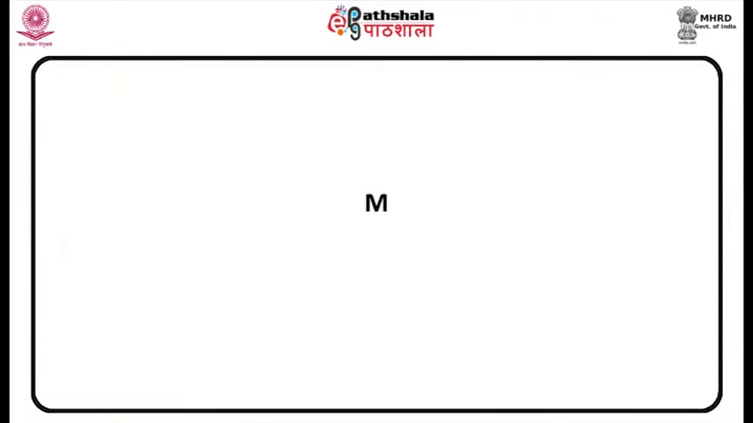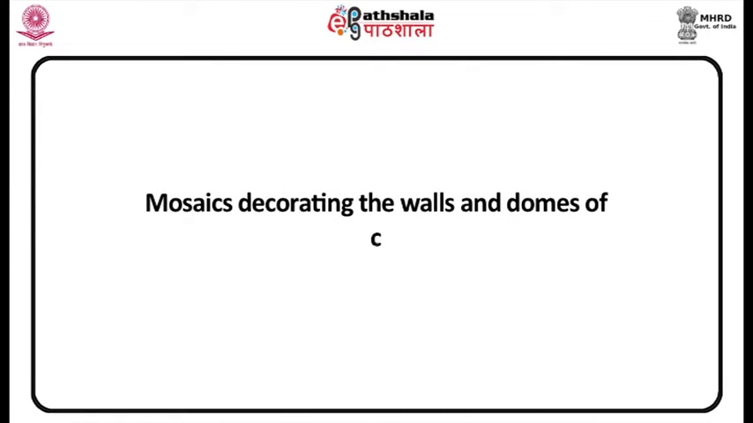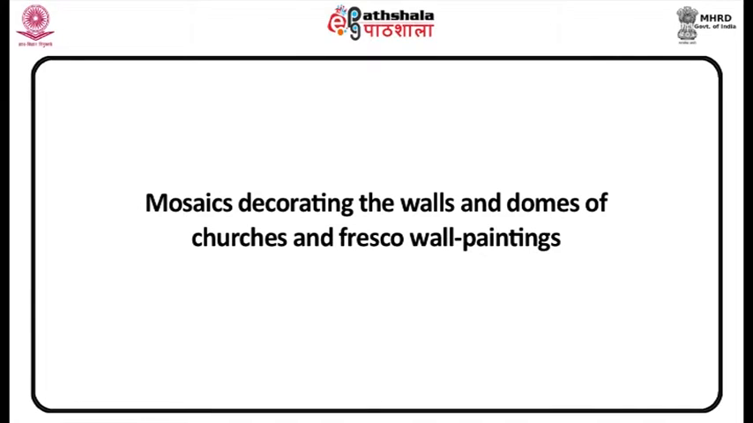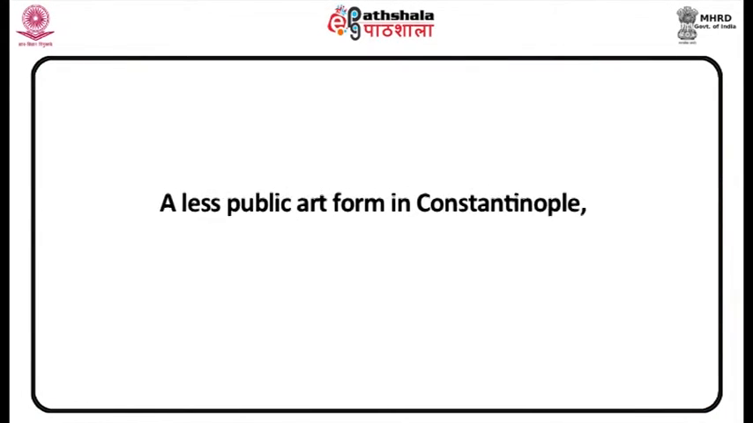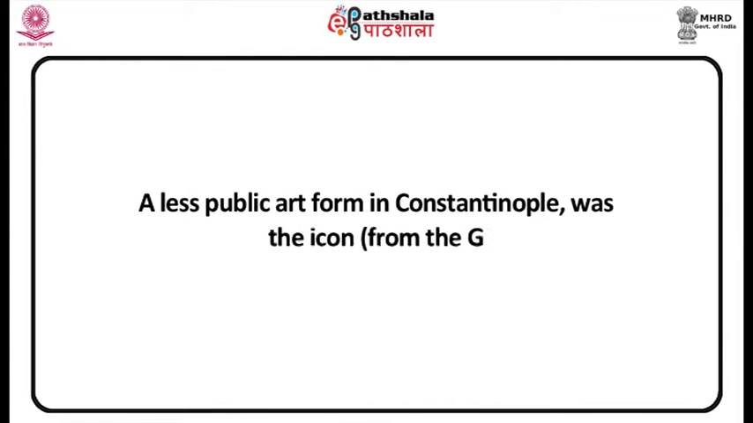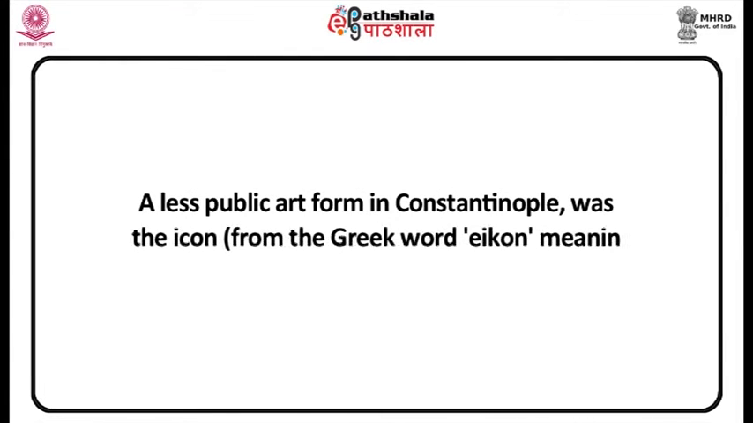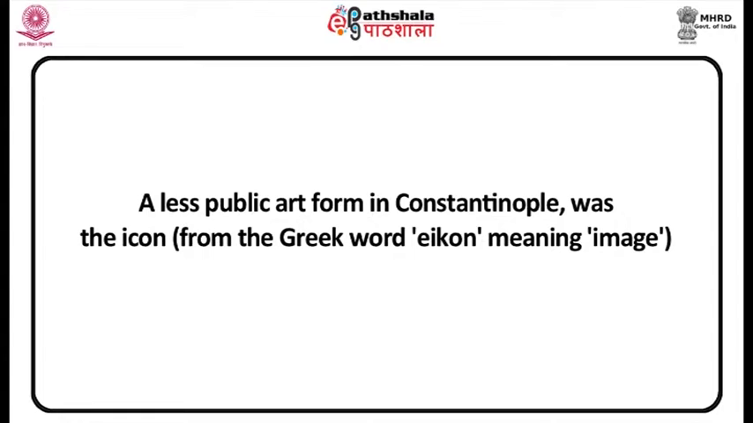Byzantine visual art began with mosaics, decorating the walls and domes of the churches, as well as fresco wall paintings. So beautiful was the effect of these mosaics that the form was taken up in Italy, especially in Rome and Ravenna. A less public art form, in Constantinople, was the icon, from the Greek word ikon, meaning image.